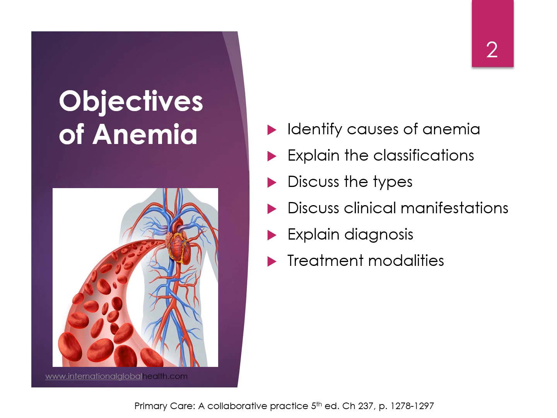If you would like to get more information about anemia and read more about it, in your primary care book, you can go to pages 1278 through 1297. This is chapter 237. This will give you more information that you can read and study related to anemia.